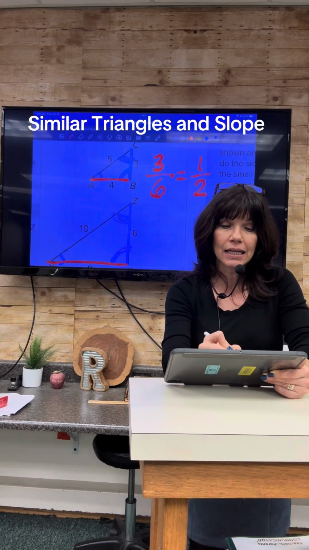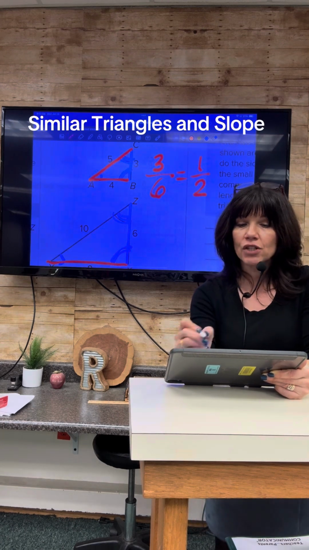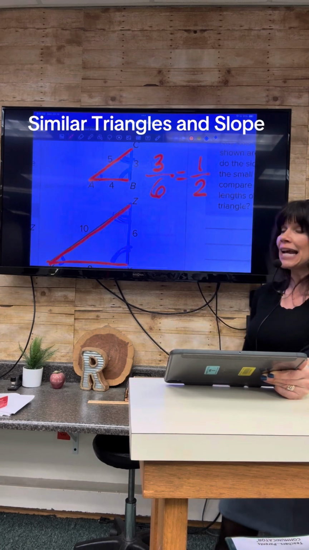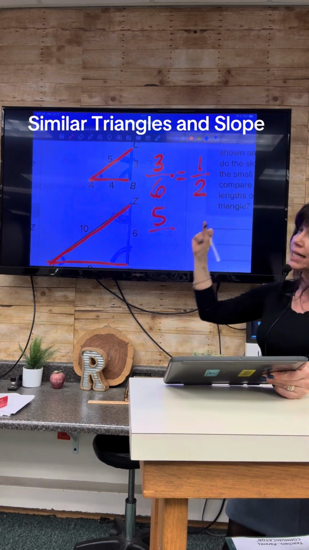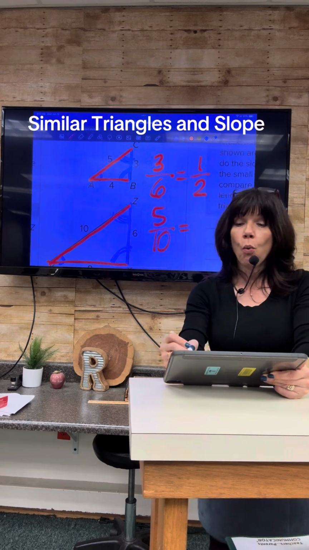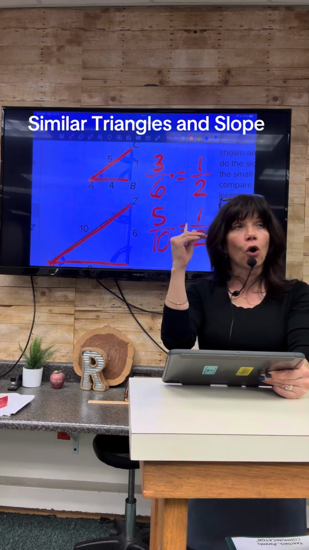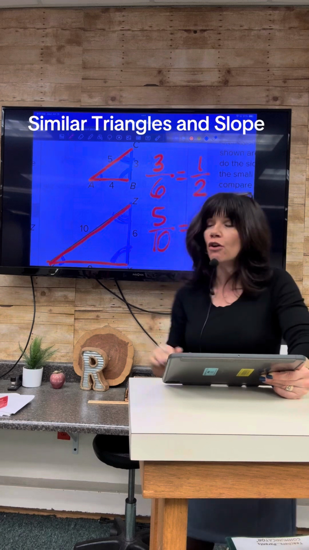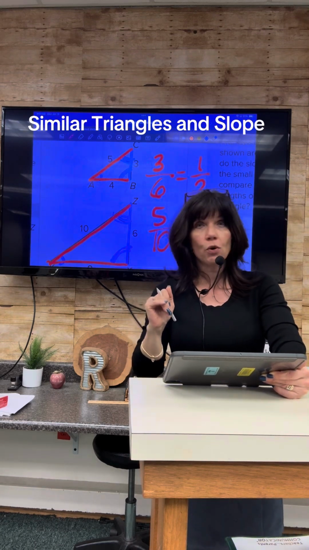Let's take the side labeled 5 over here on the top triangle. Let's take the top labeled 10 on the larger triangle. Again, take the smaller number. What is it? 5. Take the larger side number. What is it? 10. And what does it also simplify to? 1/2. Do you understand how similar triangles will always show a ratio that gives a relationship that is the same for every short side compared to every corresponding long side? Do I have any questions?